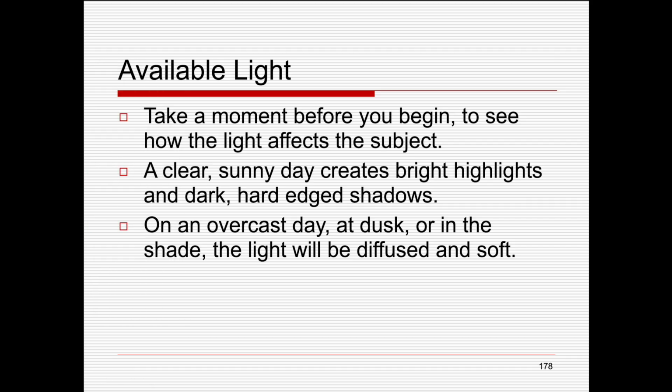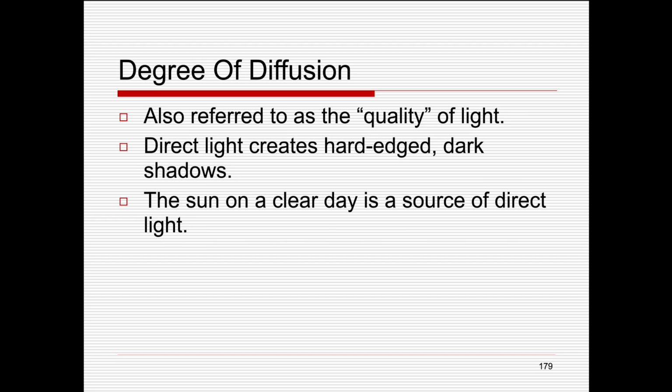Take a moment before you begin to see how the light affects your subject. A clear sunny day creates bright highlights and dark hard-edged shadows. On an overcast day, at dusk, or in the shade, the light will be soft and diffused. The degree of diffusion is also referred to as the quality of the light. Direct light creates hard-edged dark shadows, and the sun on a clear day is a source of direct light.